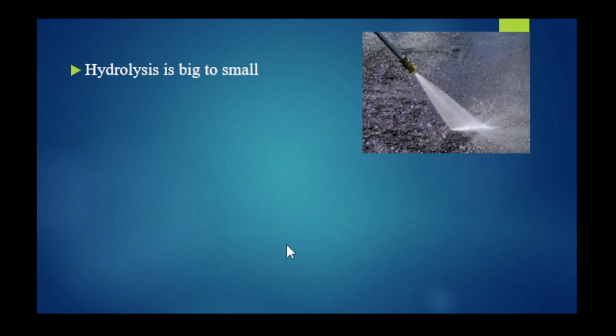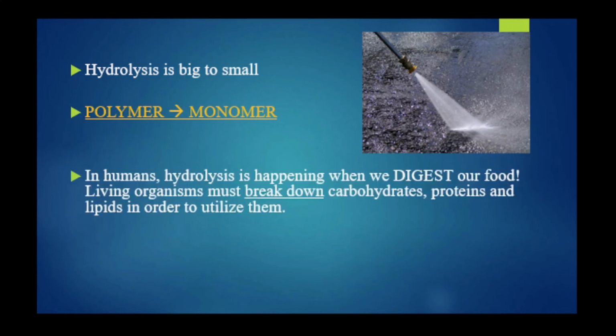Okay, from here, this is the simple illustration from polymer to monomer. So in humans, hydrolysis is happening when we digest our food. So living organisms must break down carbohydrates, proteins, and lipids in order for them to utilize. So, hindi porke kinain natin, hindi na siya may process ng body natin. So, that's why we have these 2 processes, very important processes in our body in order for us to get the nutrients that we need.